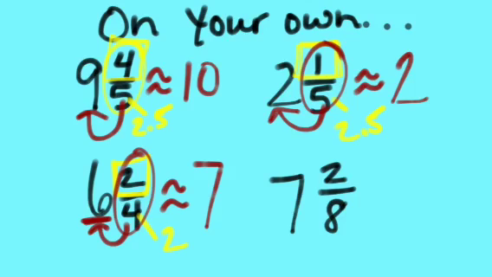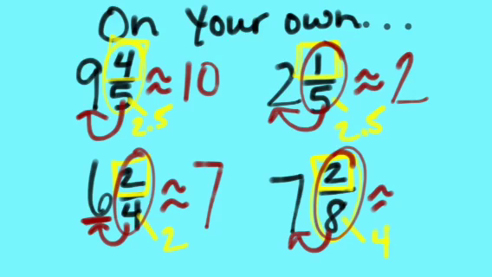And lastly, 2/8. Half of 8 is 4. Let's look at my numerator. I only have 2. Do I have half? I do not. I have less. So what that means is my fraction is less than half. So that means my mixed number is going to stay the same.